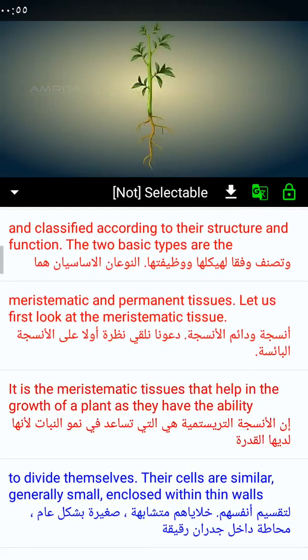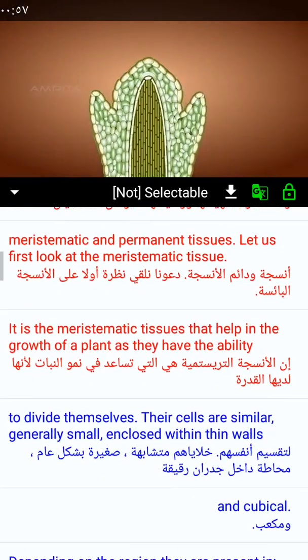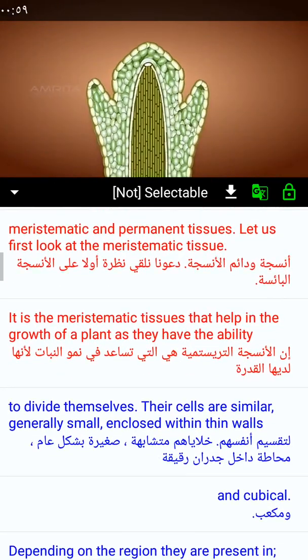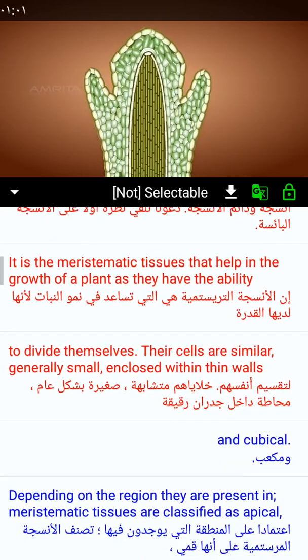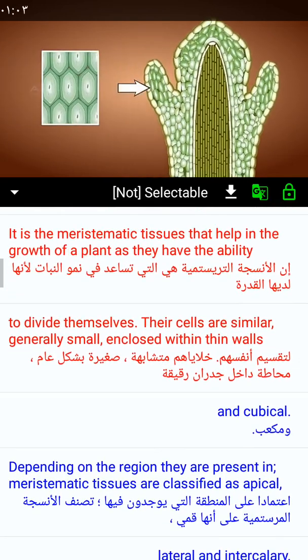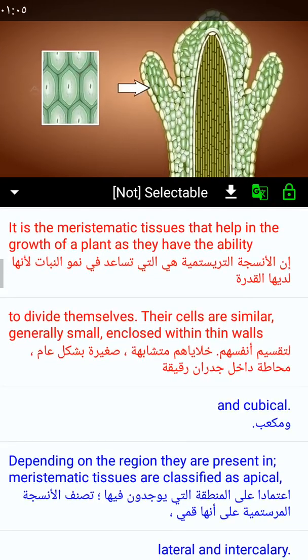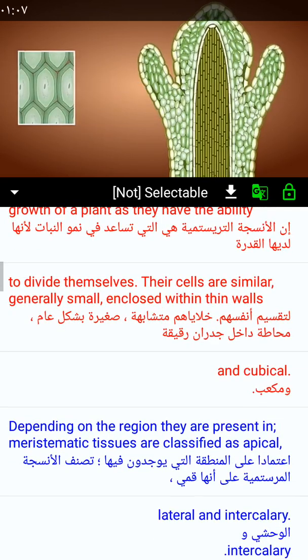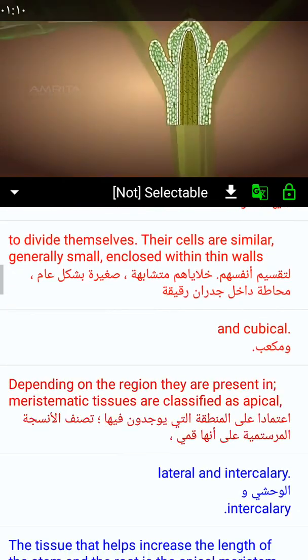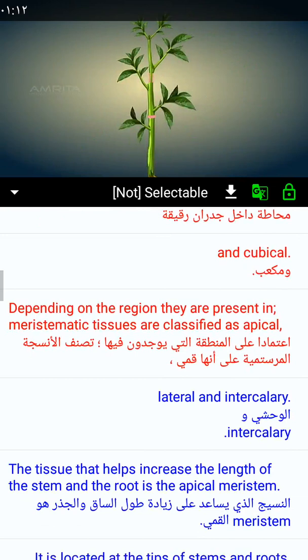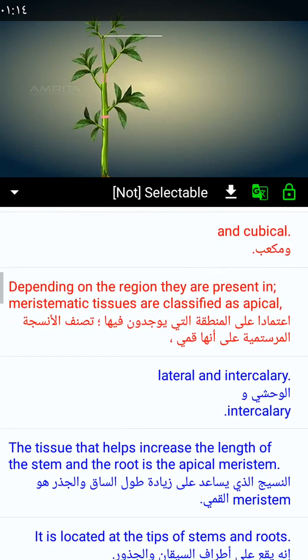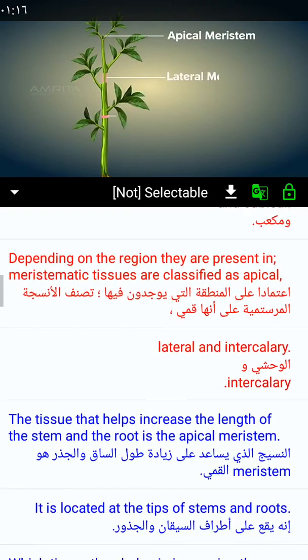It is the meristematic tissues that help in the growth of a plant, as they have the ability to divide themselves. Their cells are similar, generally small, enclosed within thin walls, and cuboidal. Depending on the region they are present in, meristematic tissues are classified as apical, lateral, and intercalary.